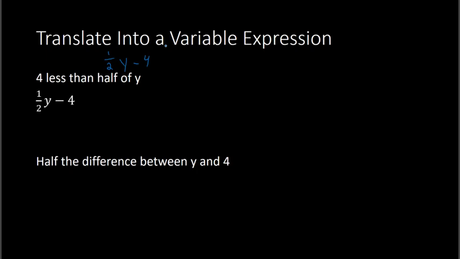Next we have half the difference between y and 4. So half would be 1 over 2. The difference between y and 4. Difference means subtract. So we're subtracting y minus 4. Okay, so we have y minus 4. And so it's half this difference. We could almost say half of this difference. So we have half of that, which means we have 1/2 times all of that. So my expression can be written as 1/2 and then parentheses y minus 4.